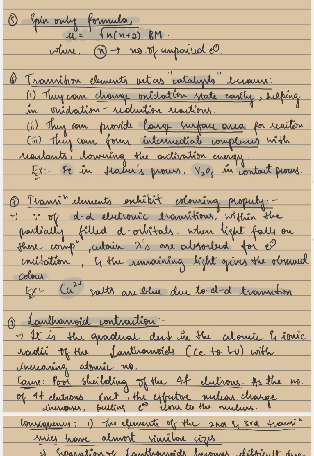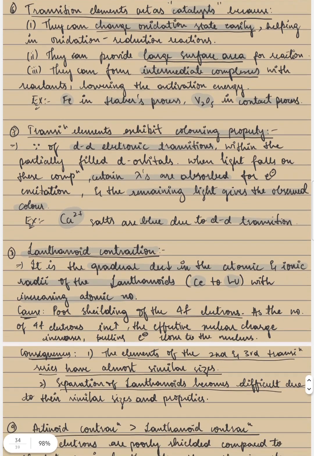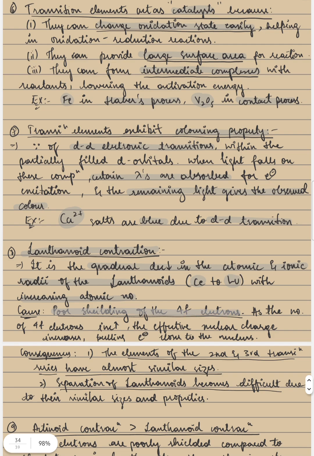Lanthanide contraction is a gradual decrease in atomic and ionic radii of the lanthanoids, cerium to lutetium, with increasing atomic number. And what is the cause? The cause is poor shielding of 4f electrons. As the number of 4f electrons increases, the effective nuclear charge increases, pulling electrons closer to the nucleus. And what are the consequences?